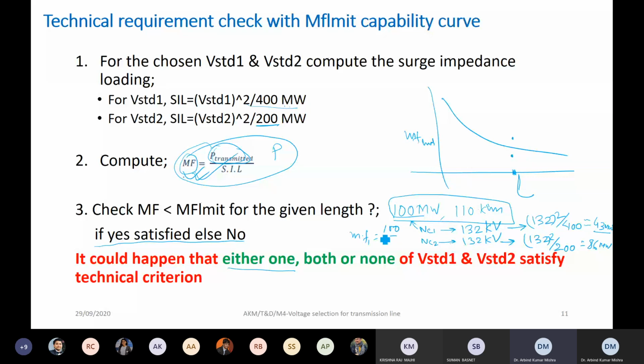And MF2 will be 100 divided by 86, right? So 100 divided by 43 is around 2.2 or something like this. I'm not doing this with a calculation; don't think that I have a calculator here. I'm just writing that 100 divided by 43, I guess, is around 2.23 or something like that. And this will be around 1.15. Okay, so just go back.